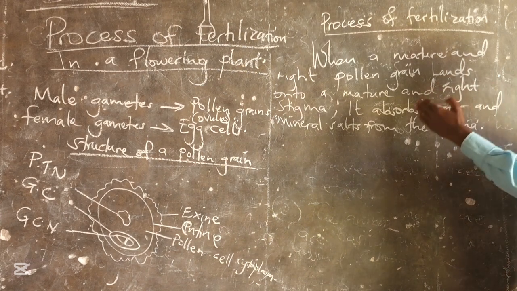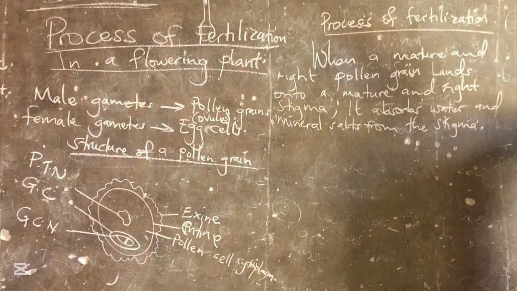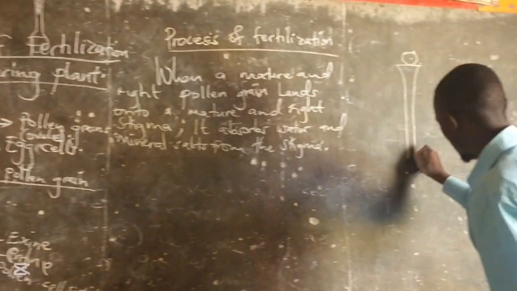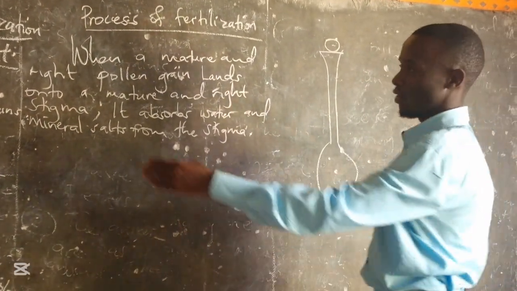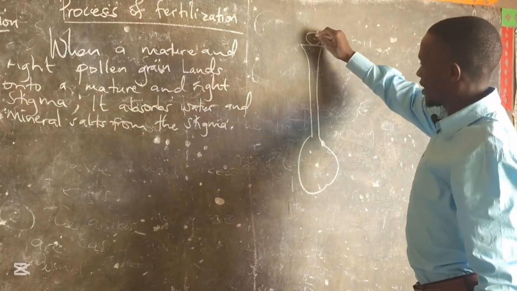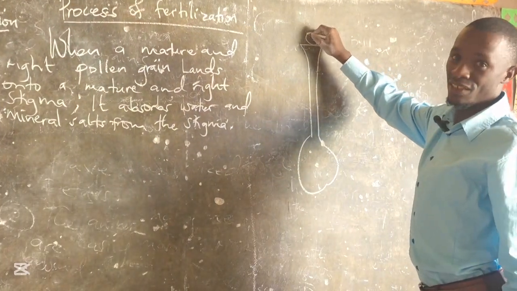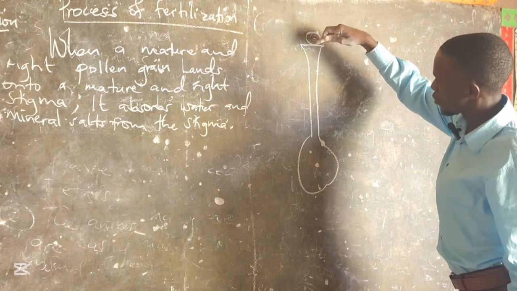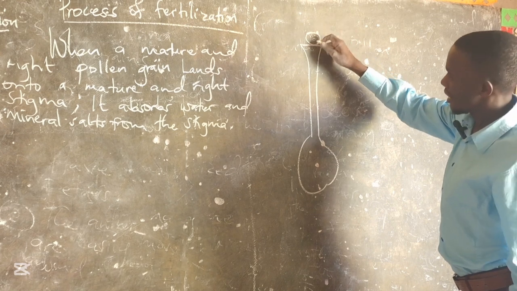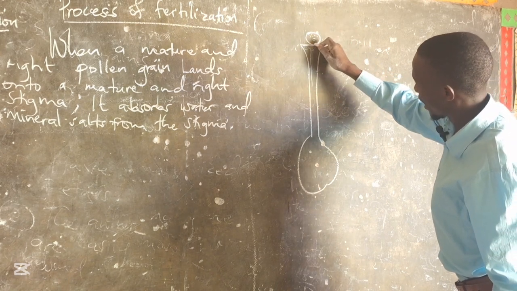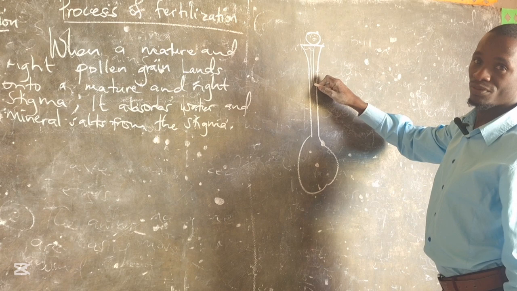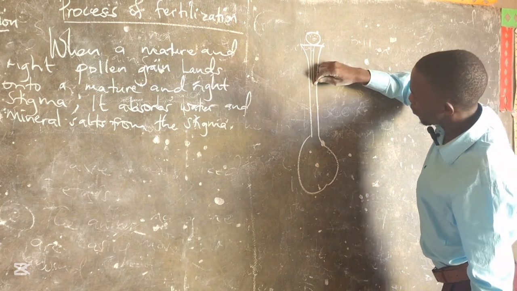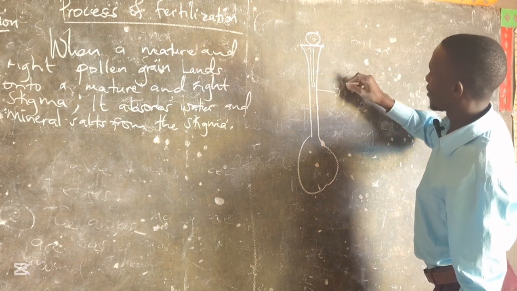You said once a ripe pollen grain lands on a ripe and mature stigma, this is a pollen grain, and this is the stigma. This is the style of the stigma, and this is the ovary where the ovules are found. Once the pollen grain has landed onto this stigma, it will absorb water and mineral salts from this stigma, such that it germinates into a pollen tube. This pollen tube grows downwards. This is the style.